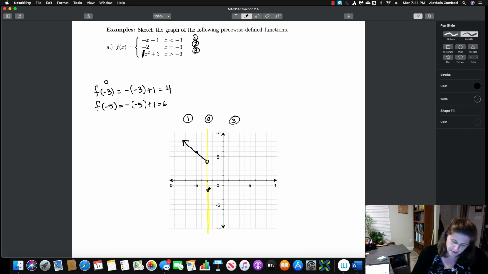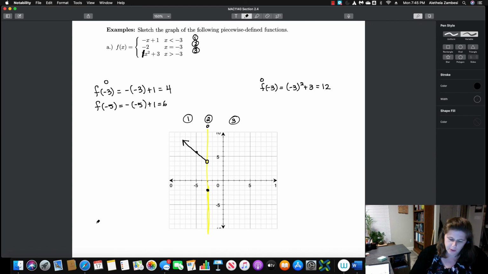Now at negative 3, I have that point. That is function number 2. Then function number 3 is x squared plus 3. So again, I'm going to try an open circle using that other one. Negative 3 squared plus 3. 9 plus 3 gives me 12. I'm still a little high off the graph, but we'll put it here. So here is my point at 12.